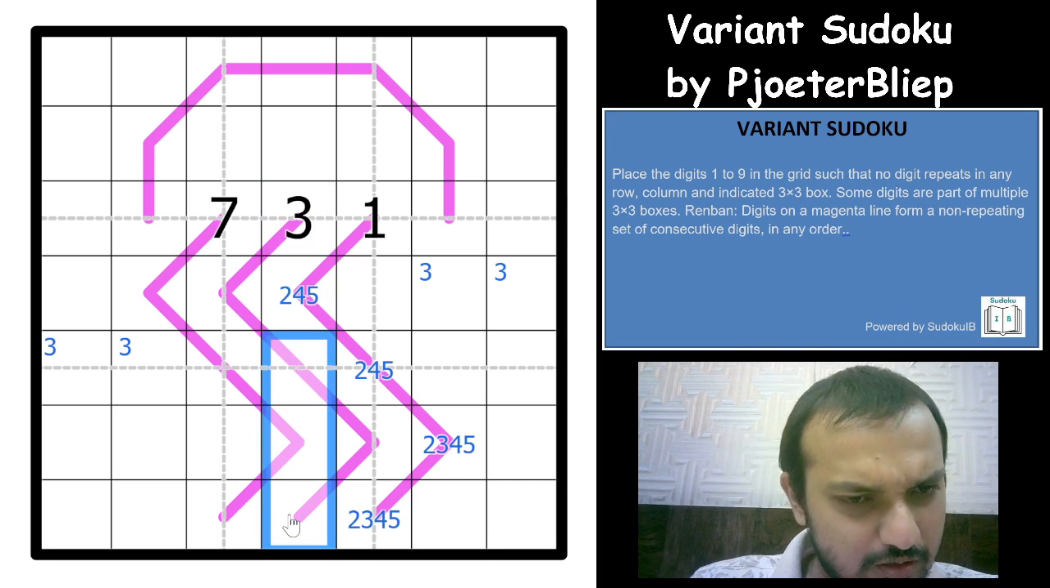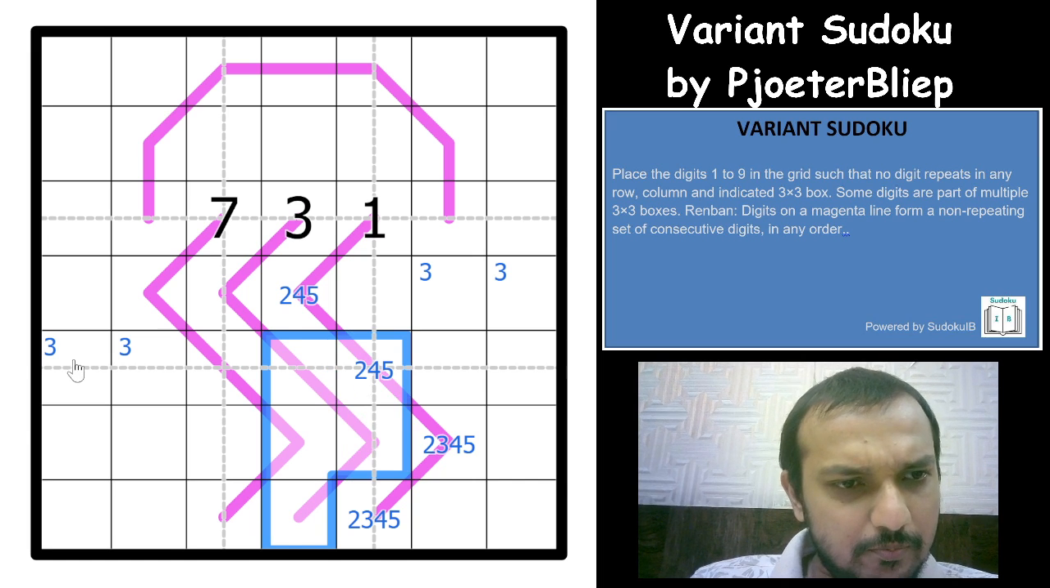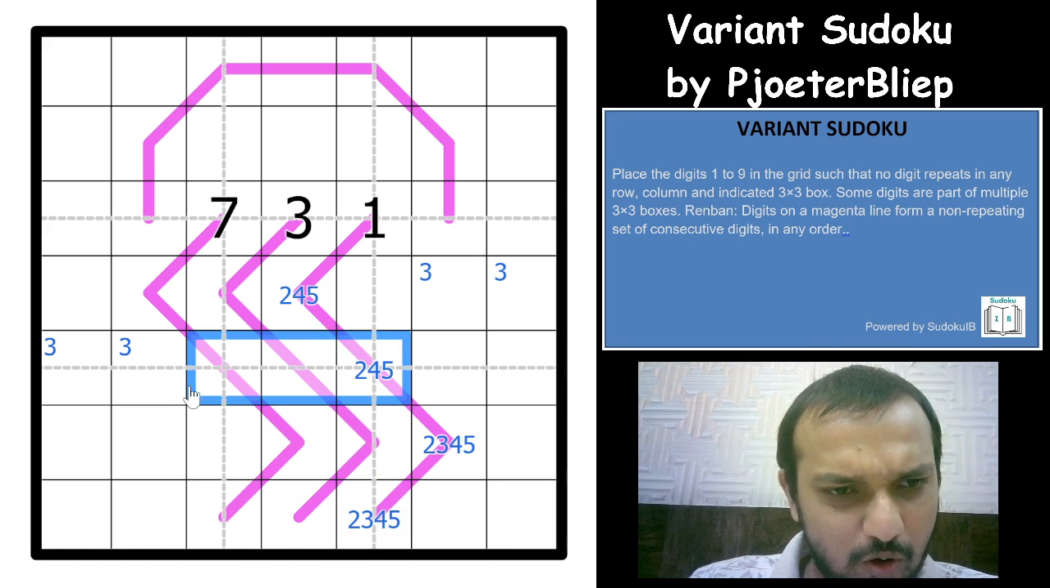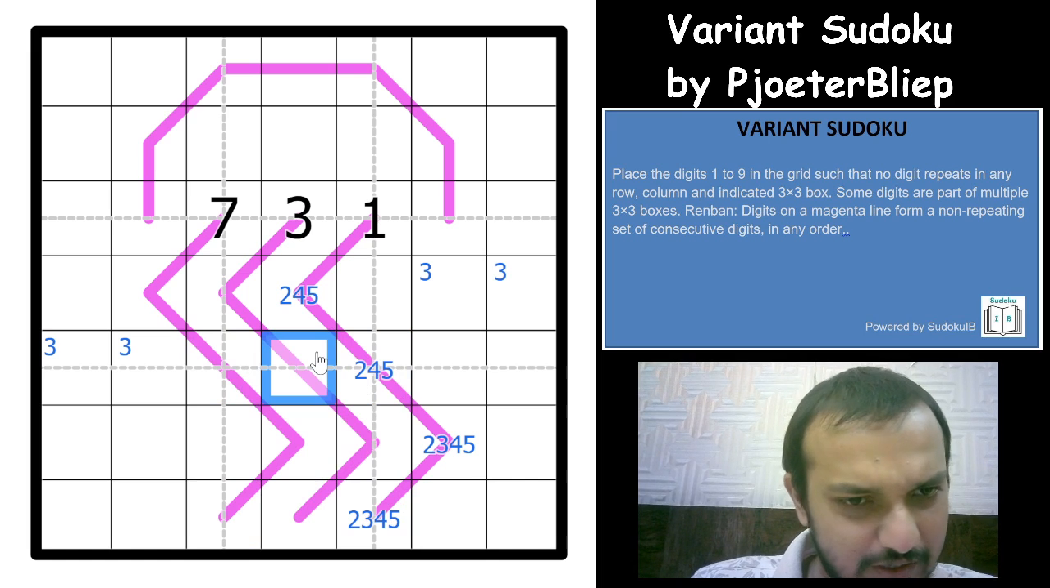3 cannot be here, cannot be here, cannot be here. Being in these 2 cells, it cannot be in this box for these 3 lines, right? So 3 would have to be here for box 8. That's nice. So let me again see that.